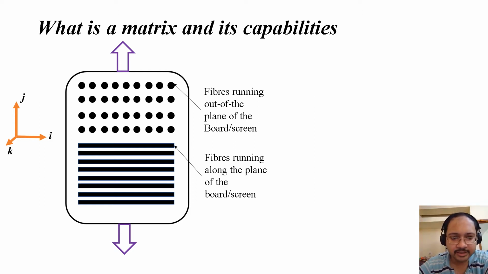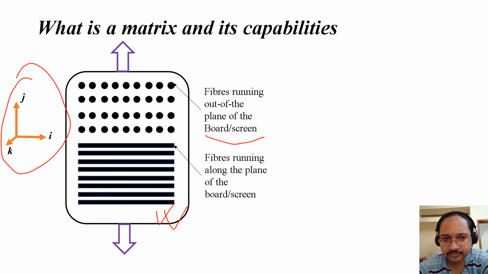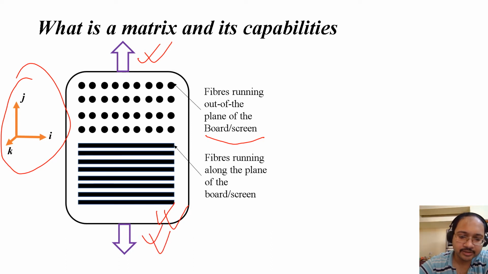So what we see here is a cross section of a fiber reinforced matrix, where the circles denote the fibers that are running out of the plane of the board or into the plane of the board or screen, and there could also be parallel fibers which are running along the plane of the board. Now here we see the coordinate system, it's I, J, K, and this particular composite is given a load in the tensile direction.